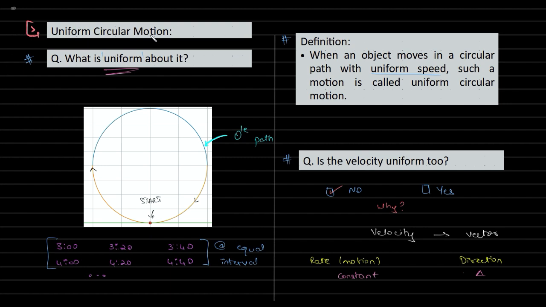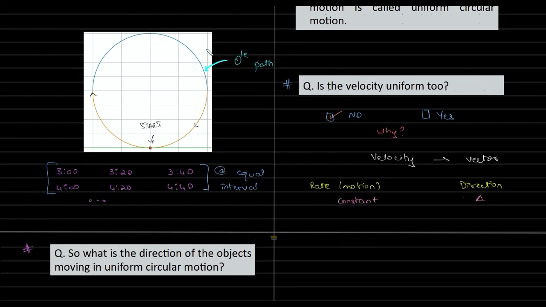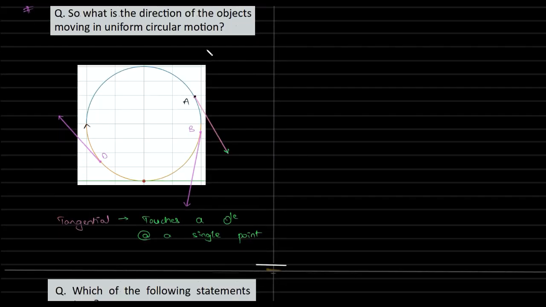Again, uniform circular motion is nothing but a uniform motion. That is, we are covering equal distance in equal interval of time. The thing is, it is being done on a circular path in a particular direction, either clockwise, if not anti-clockwise. So as a whole, it is a uniform circular motion. So is the velocity fixed over here? No. It is only the speed that is fixed, not the direction. Direction can't be fixed. But what is the direction then? Well, it depends on what point we are talking about.